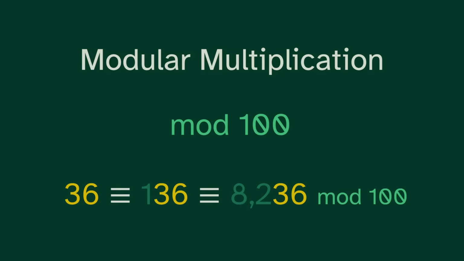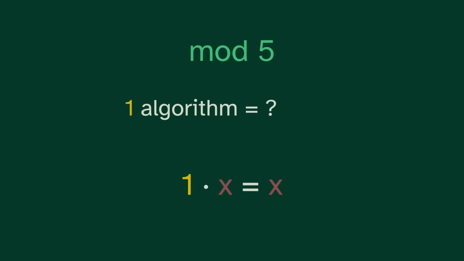But 100 isn't special. We could do this with any integer. For a simpler example, let's look at mod 5. What should be the 1 algorithm? Well, multiplying by 1 doesn't change anything. 1 times x is still x. So the algorithm for 1 shouldn't change the cube. It's the empty algorithm. Don't make any moves.